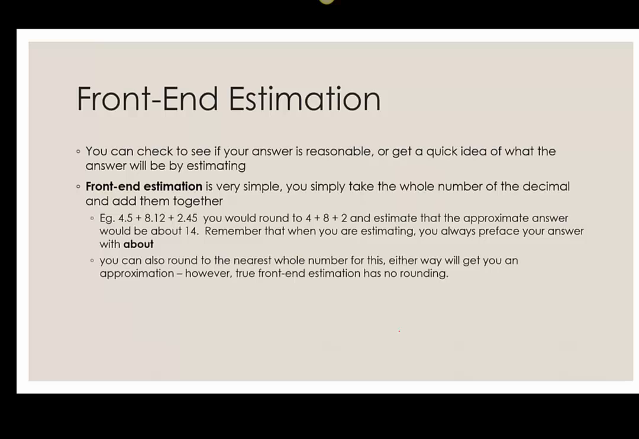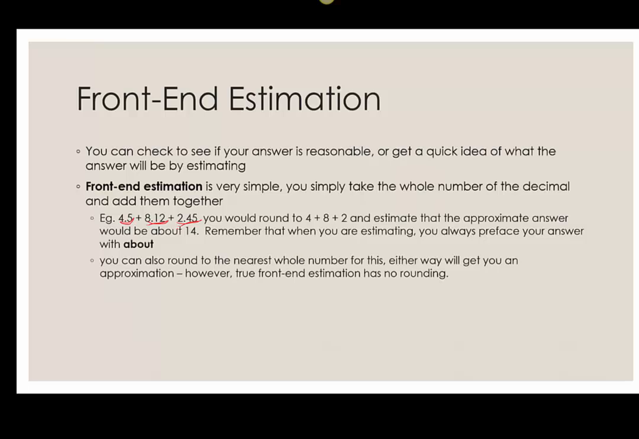So front-end estimation is just another quicker way to add and subtract decimals, and you can check to see if your answer is reasonable or get a quick idea of what the answer will be by estimating. So front-end estimation, very simple. You simply take the whole number of the decimal and add them together. So for example, 4.5 would just be 4, 8.12 would be 8, 2.45 would be 2, so you get 4 plus 8 plus 2, and you're estimating that your answer is about 14.